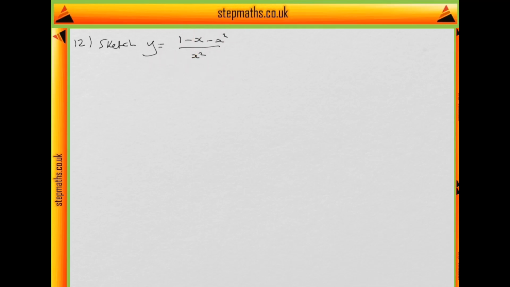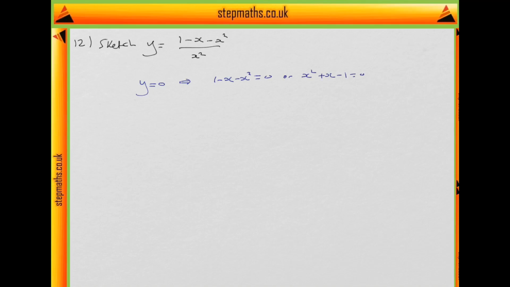So let's start by finding the zeros of this function. Let's say that y equals 0. Clearly this is going to happen when the numerator is 0. So this implies that 1 minus x squared equals 0, or x squared plus x minus 1 equals 0.